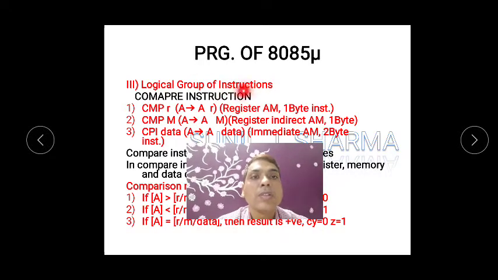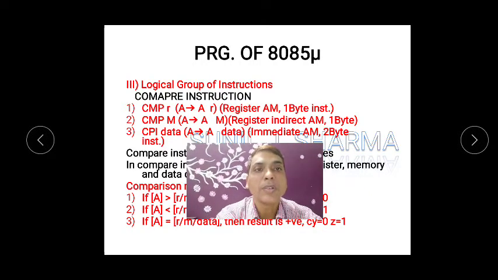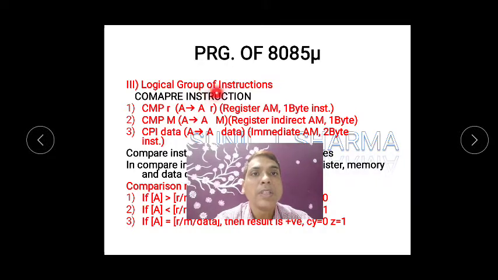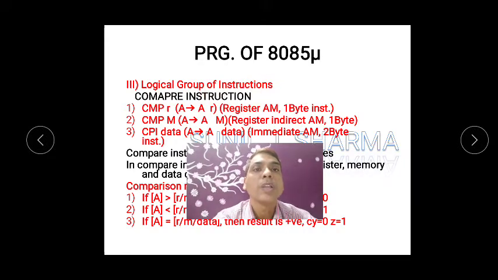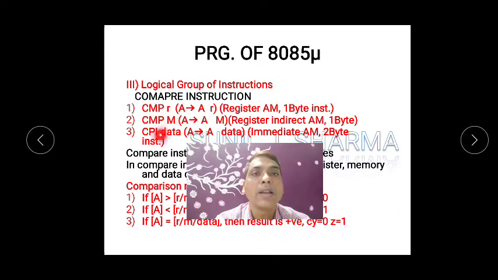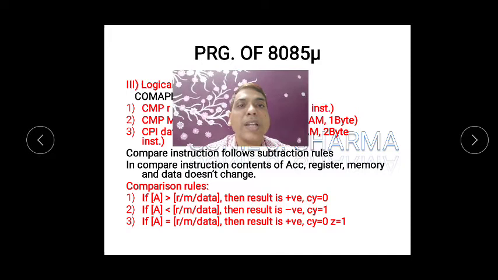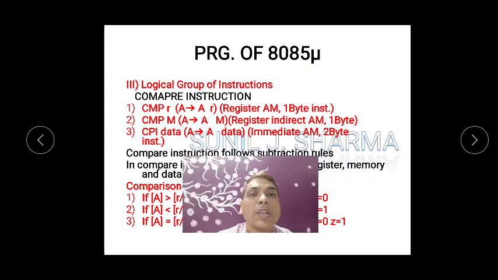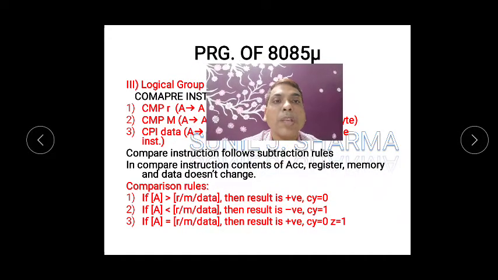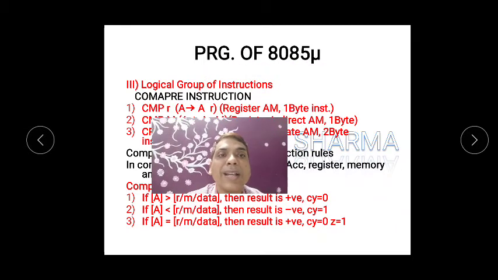In this group of instructions we have already seen AND, OR, XOR. Now today we will see compare instructions. Compare instructions are very important: compare R, compare M, CPI data. Now whenever we compare, the data is not stored in the accumulator, so we have to just change the flag contents.